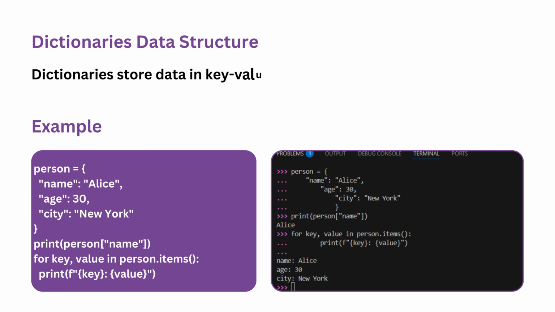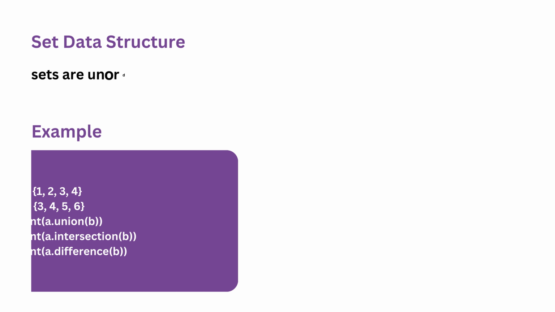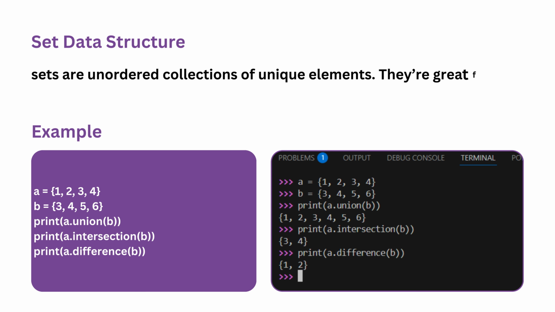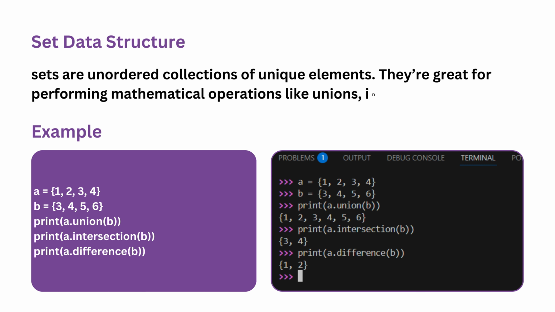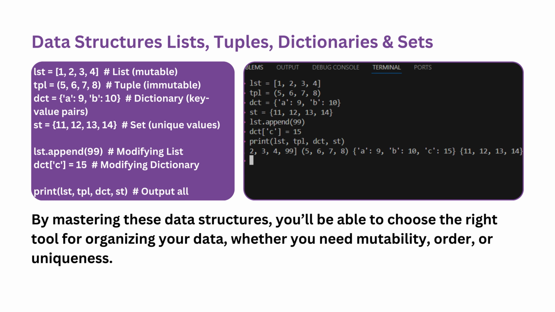Dictionaries store data in key-value pairs, making them perfect for when you need to access data by a unique key. Finally, sets are unordered collections of unique elements. They're great for performing mathematical operations like unions, intersections, and differences. By mastering these data structures, you'll be able to choose the right tool for organizing your data, whether you need mutability, order, or uniqueness. That wraps up Module 2.